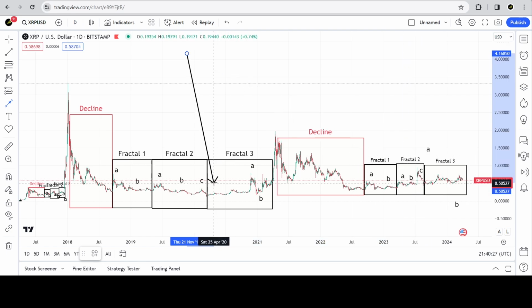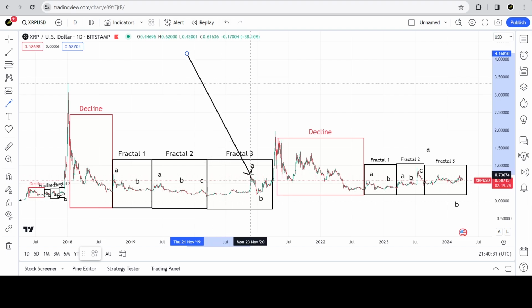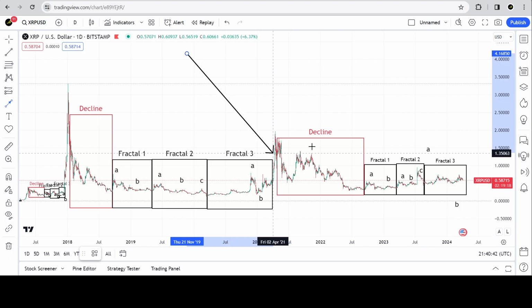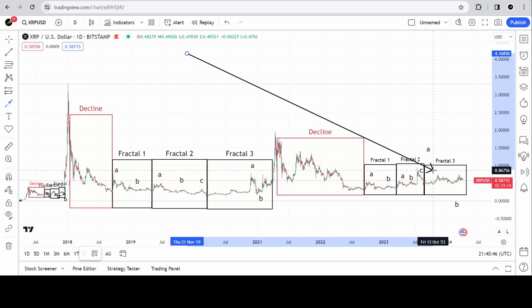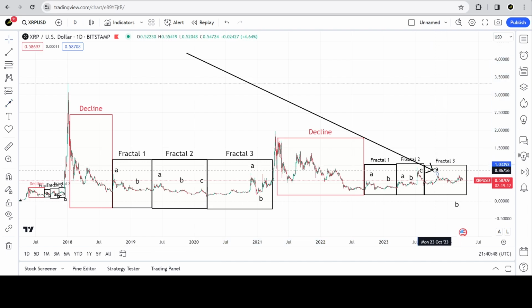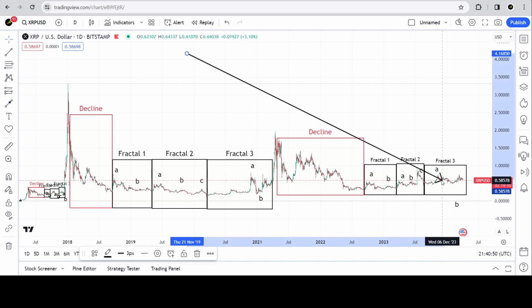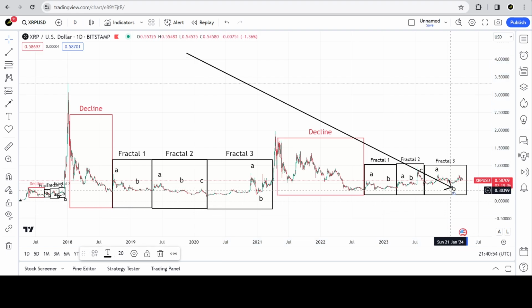In fractal 3, the basic idea is price moves up to a peak, which is part A, and then it crashes back down, which is part B. It then recovers, does a smaller correction before going into the bull run. Over here, we have completed the first part, part A, which is right here, and the crash down to the bottom over here, which is part B.